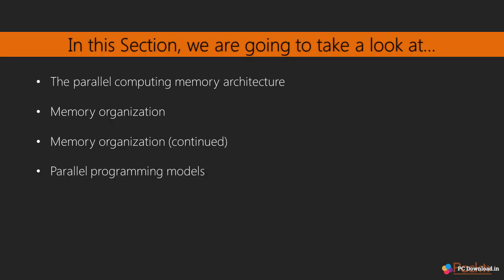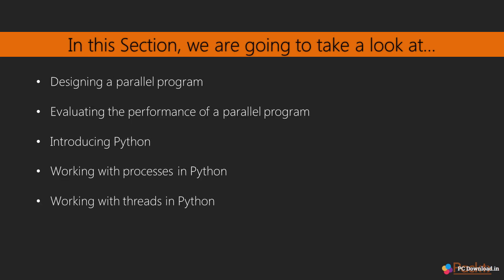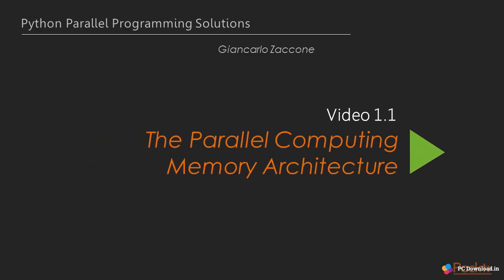In this section, we'll deal with parallel computing and its memory architecture. We'll also look at memory organization and parallel programming models. Next, we'll see how to design a parallel program and also to evaluate the performance of a parallel program. Further, we'll get introduced to Python, and we'll work with the processes and thread along with it. So let's begin with the first video of this section, the parallel computing memory architecture.